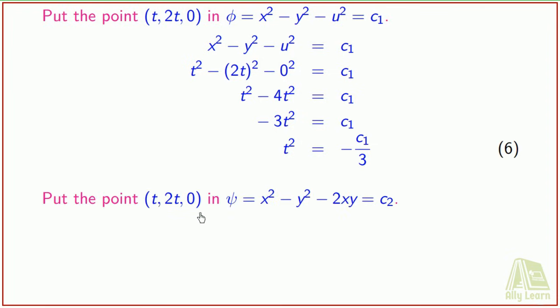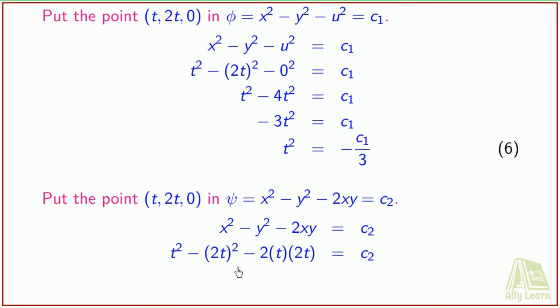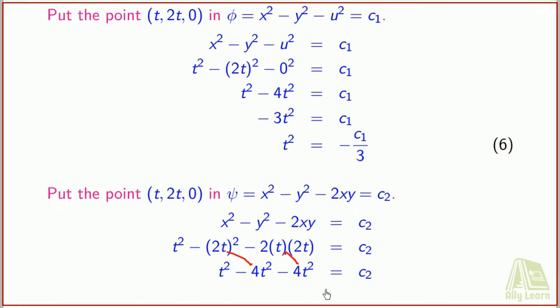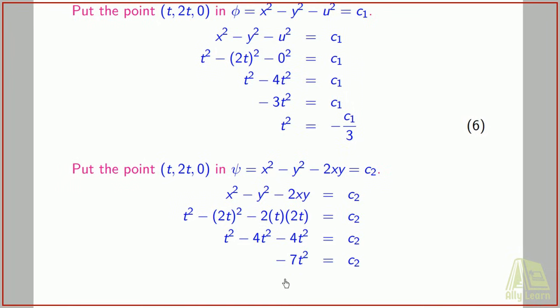Now we put this point in psi equals C2. So now put x equals t and y equals 2t. Now do a bit of calculations. We get t square minus 4t square equals C2. So this will give me minus 7t square equals C2, and finally I get t square equals minus C2 over 7.